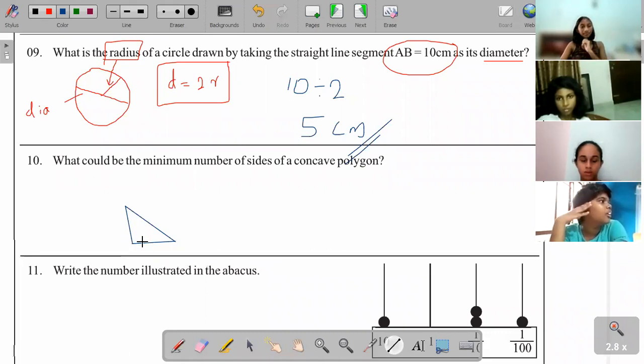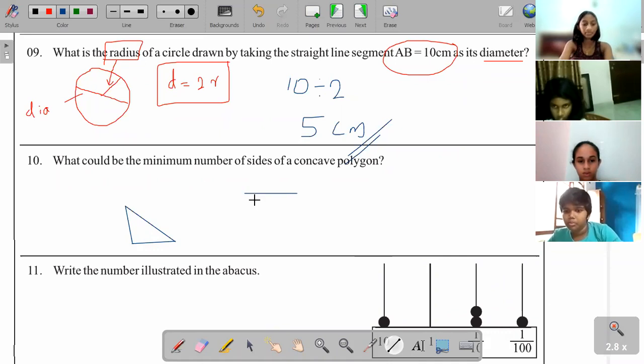The interior angles should be less than reflex angles, no? The interior angles are less than reflex angles. Or remember it this way: the vertices point outwards like this.